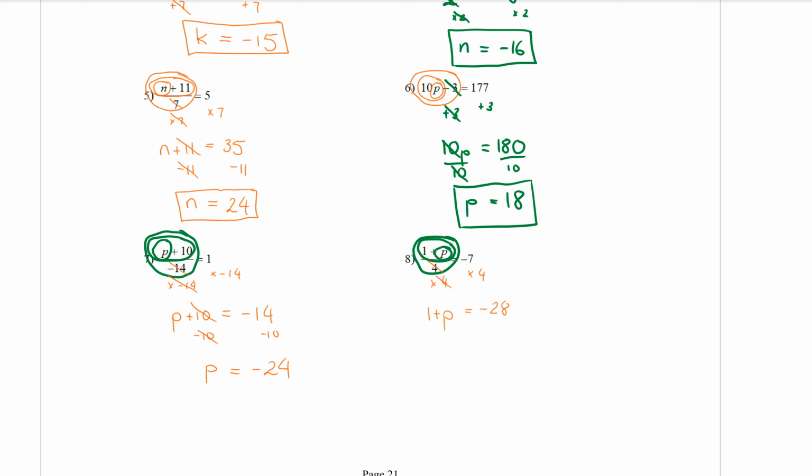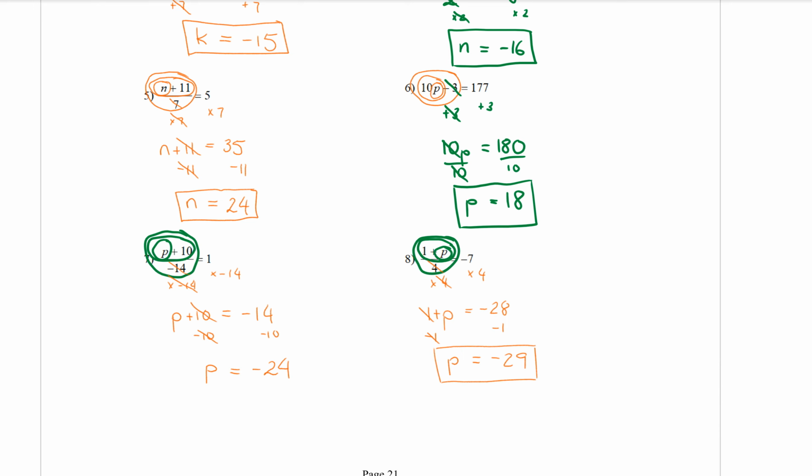Okay, so the first thing I've done is the 4 on the bottom. So that's divided by 4, so I need to times by 4. Okay, so I got 1 plus P equals minus 7 times 4 is minus 28. Okay, you got that part? All right, second step is the 1. How do I get rid of that 1? Minus 1. So underneath, minus 1. P by itself, what's the final answer? Minus 29. Perfect.